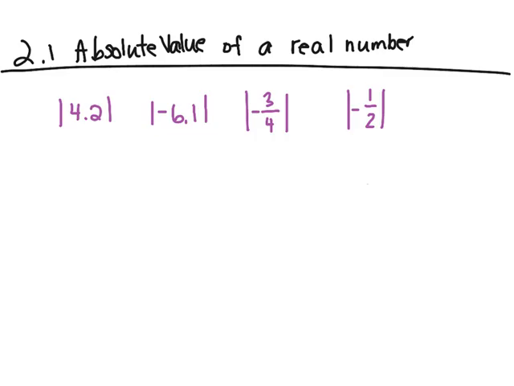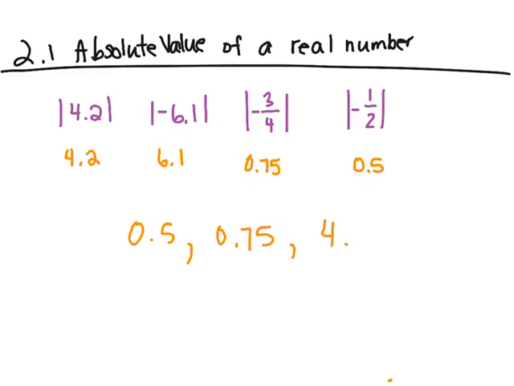So for the first example, determine the absolute value and order from least to greatest. So the absolute value of 4.2 is 4.2. The absolute value of negative 6.1 is positive 6.1. The absolute value of negative 3/4 is positive 3/4, which is 0.75. And 1/2 is positive 1/2. So if we put them in order from least to greatest, we have 0.5, 0.75, 4.2, and then 6.1.